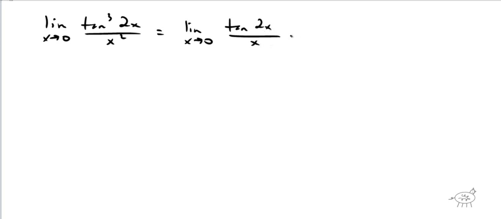Limit as x approaches 0 of tangent cubed of 2x over x squared. So again, let's break it up. It's the limit as x approaches 0 of tangent of 2x over x, times the limit as x approaches 0 of tangent of 2x over x. And then it's cubed on top, so there's nothing left on the bottom, so it's the limit as x approaches 0 of just tangent of 2x. Everybody agree with that? So if I put it all back together again, I would get the original problem.